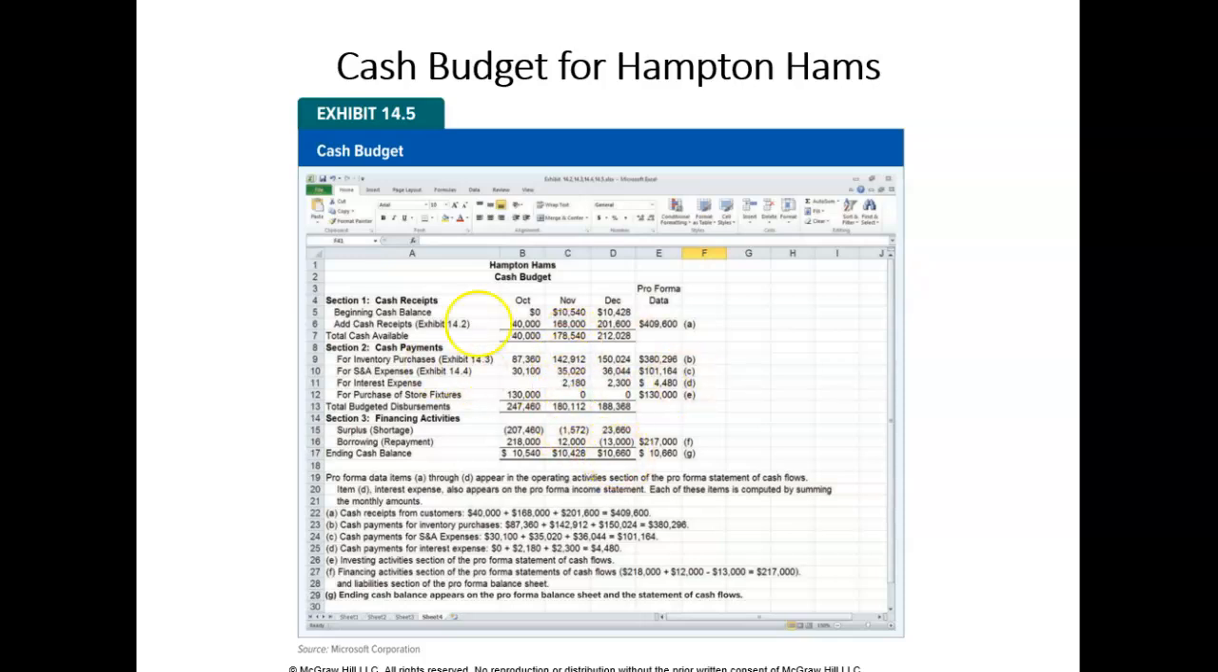This shows all of our cash disbursements for November. Notice now we got to pay interest on that $280,000. The interest rate is going to be 1%, will be the interest. At the end of November, we still have a shortage of $1,572. We plan to borrow $12,000 more in the month of November in order to maintain our minimum cash balance. So your November ending cash balance becomes your December beginning cash balance.